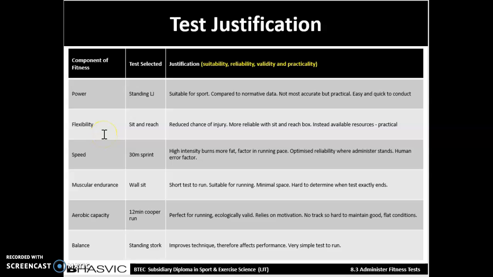I've decided to use the sit and reach test for flexibility, as flexibility is important in all aspects of sport and life, as a greater amount of flexibility means that there's a reduced chance of injury, like pulling a muscle, for example.